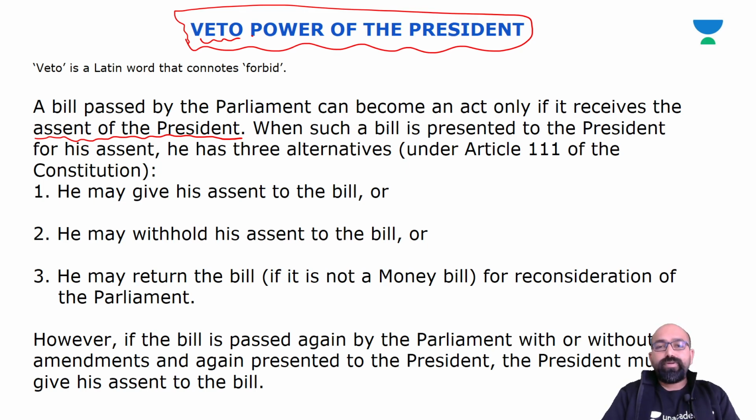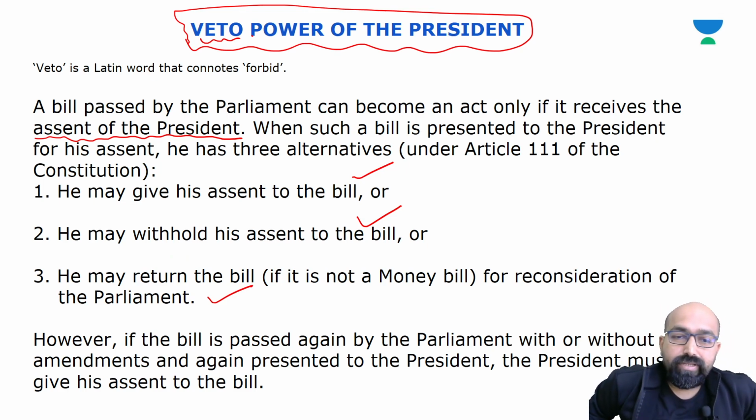When such a bill is presented to the president for his assent, he has three alternatives under Article 111 of the Constitution: he may give his assent to the bill, or he may withhold his assent to the bill, or he may return the bill for the reconsideration of the parliament.